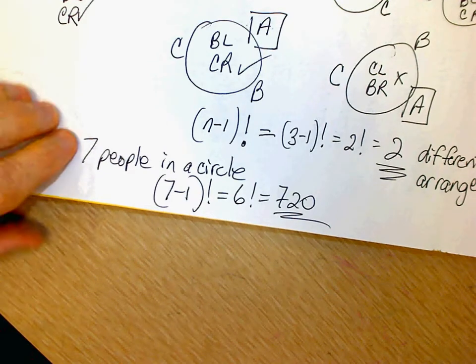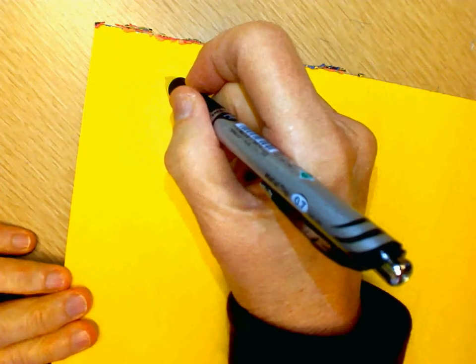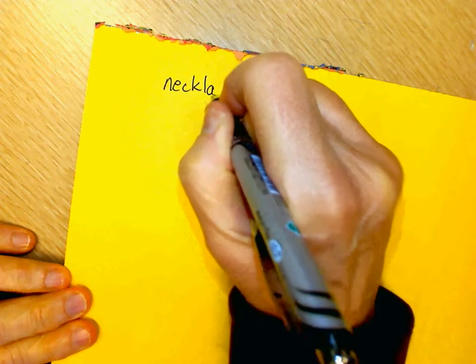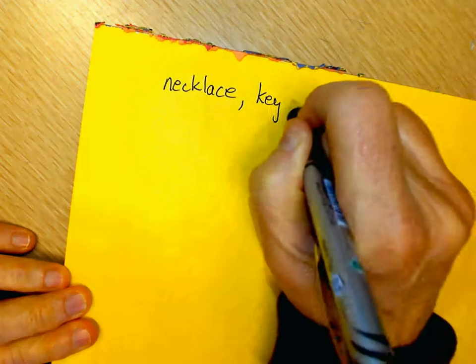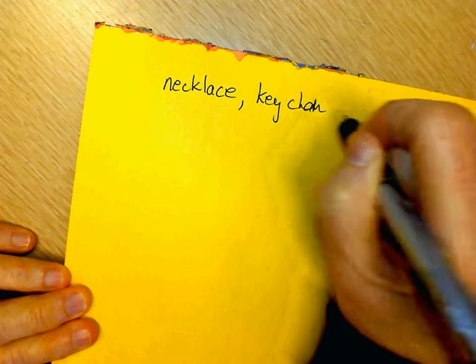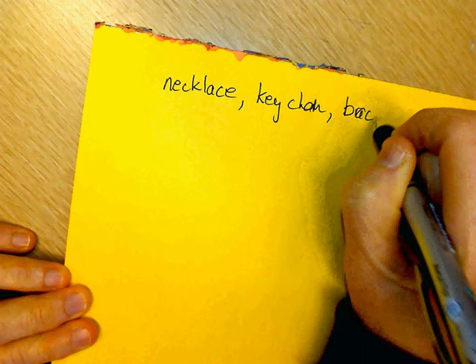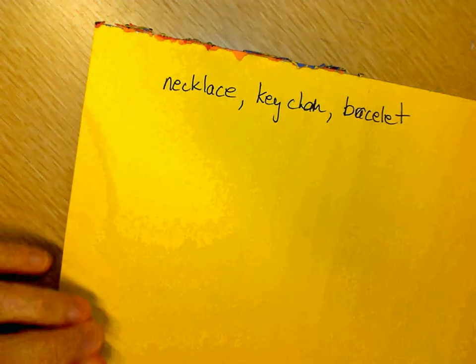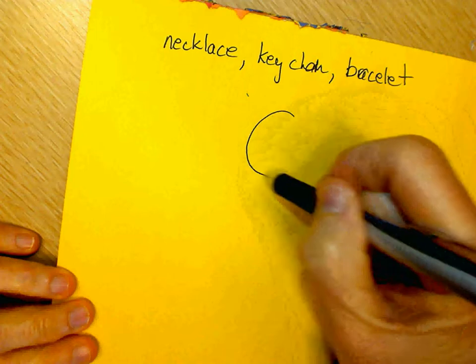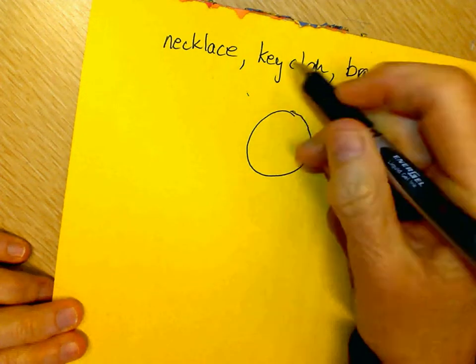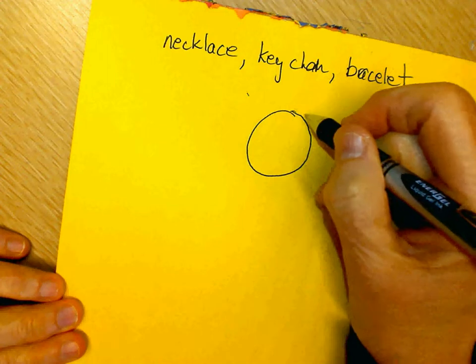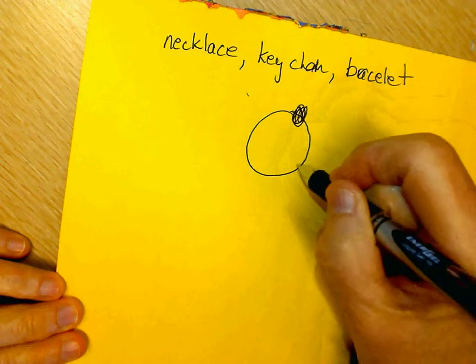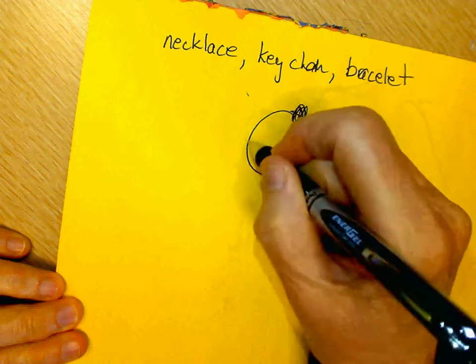Now we have one more circular arrangement that we want to look at, and that is items such as a necklace, a keychain, or a bracelet. Now, the thing about a keychain, for example, okay, let's say I have a keychain with 3 keys. I'm going to represent them by a circle, a triangle, and a rectangle.